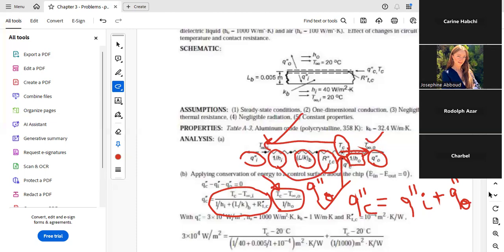Whenever you have generation, just pay attention. Whenever the generation is between two media, you cannot say you have a circuit in series. You need to put the source term appropriately and divide it in your circuit. Any question on this problem? No. Okay.